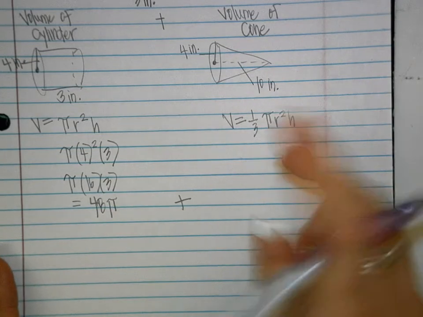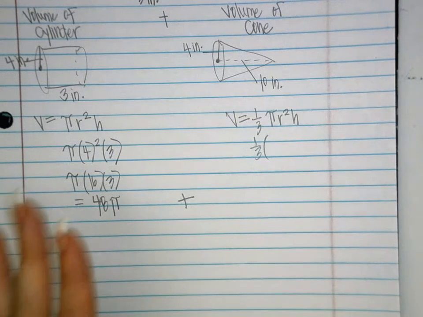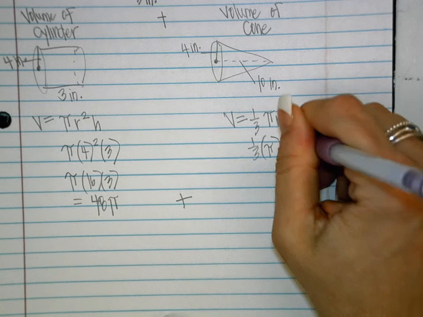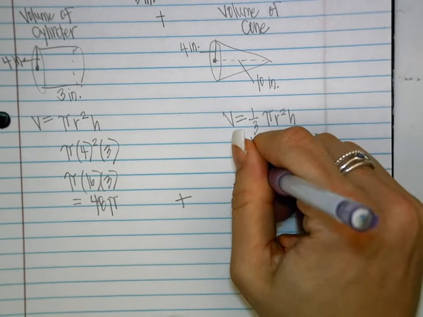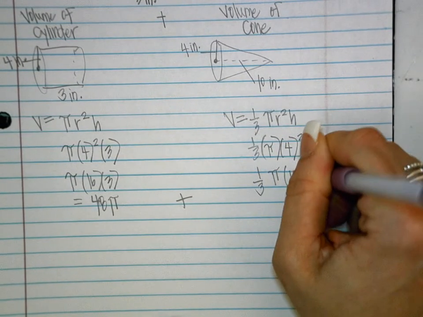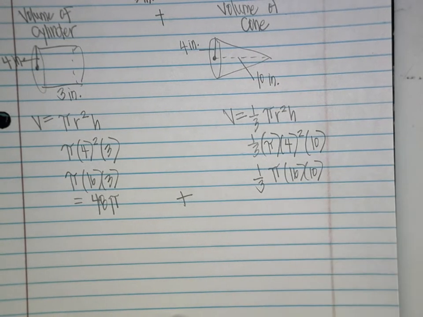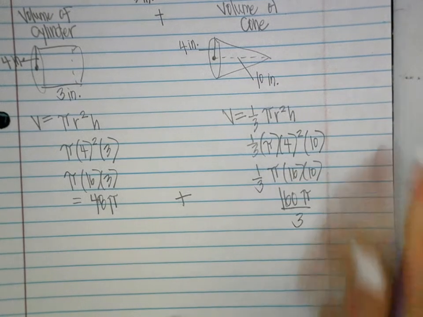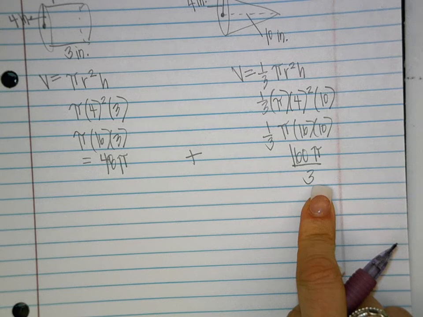Okay. Then we're going to add to that. Here, let's plug in 1/3 times pi, times what's your radius? 4 squared times what's your height? 10. So this is going to be 1/3 times pi times 16 times 10. If you multiply that together, what do we get? 160 pi over 3. Do we agree it'd be 160 pi over 3? Yes.